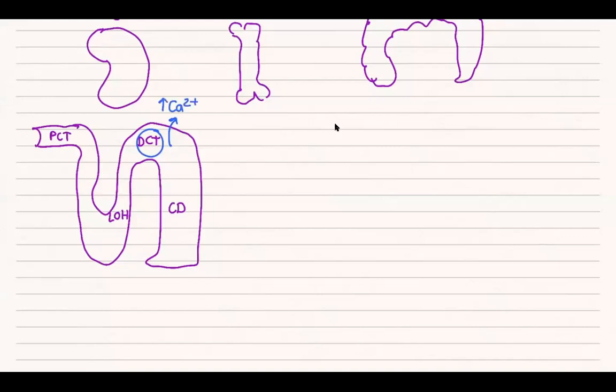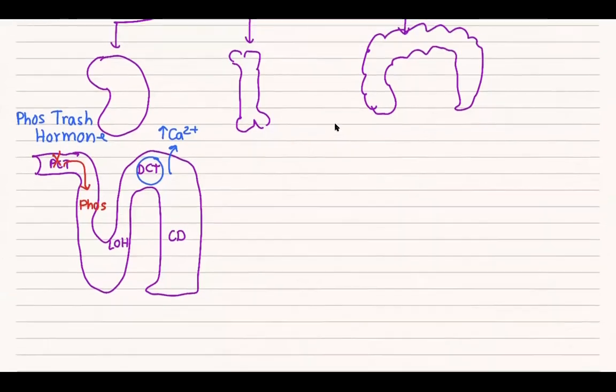But parathyroid hormone is also known as phosphate trashing hormone. And that phosphate trashing, i.e. decreased reabsorption of phos, is going to occur at the PCT. This is where the PTH is going to waste the phos. That is the primary effect in the kidney.